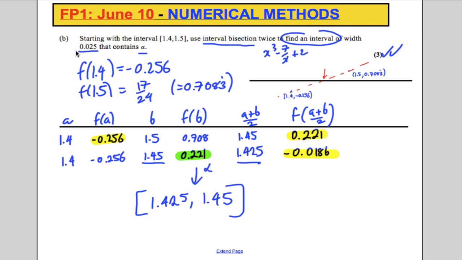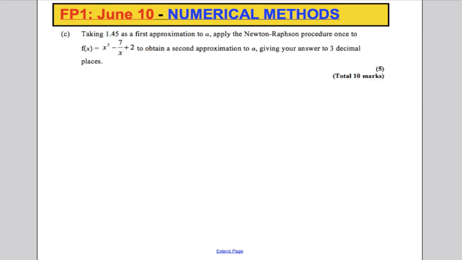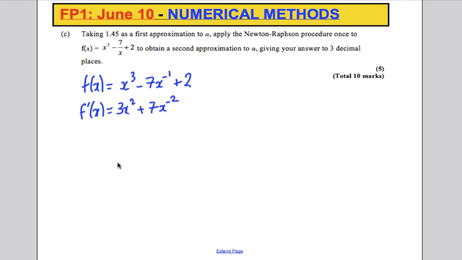and alpha is certainly somewhere in there. Okay, part C: taking 1.45 as the first approximation to alpha, apply the Newton-Raphson procedure once to that, give your answer to 3dp. So f of x, writing in index form, is x cubed, subtract 7x to the minus 1, plus 2. Get your mark for differentiating.